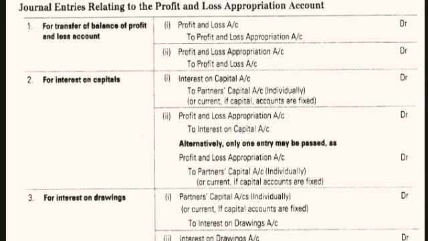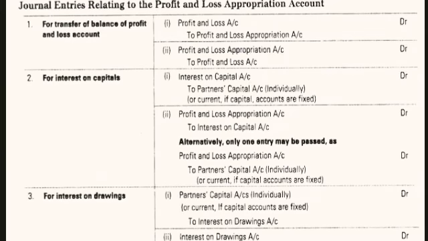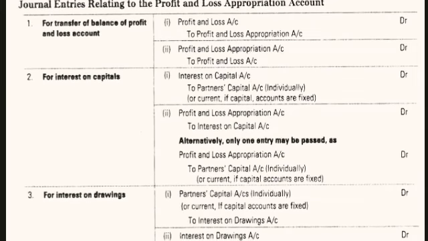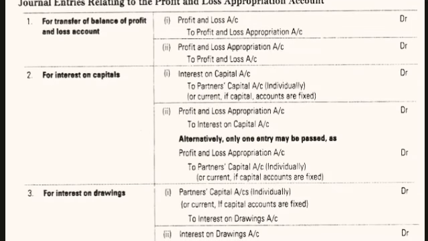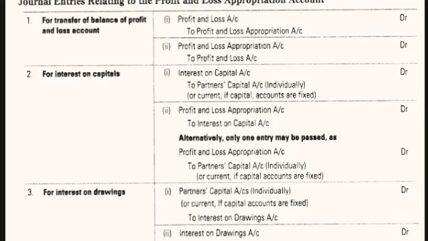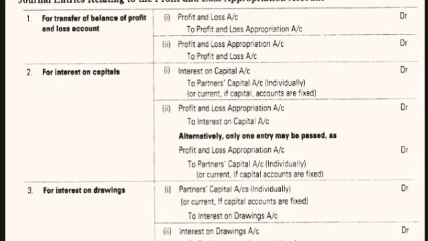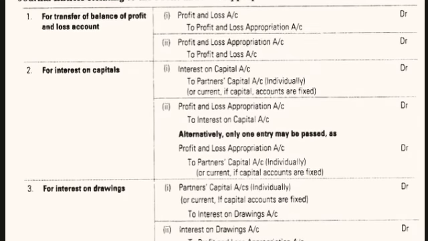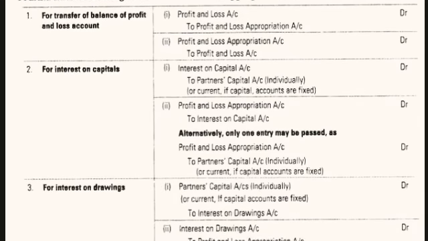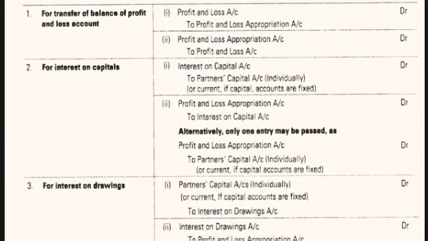Now let's follow the journal entries on the basis of which the PL appropriation account is prepared. I have already discussed that the net profit is being further carried forward to the profit and loss appropriation account. So profit, being a credit balance, will be closed and the PL appropriation account will be opened for transferring the net profit, and hence the journal entry will be profit and loss account debit to profit and loss appropriation account.